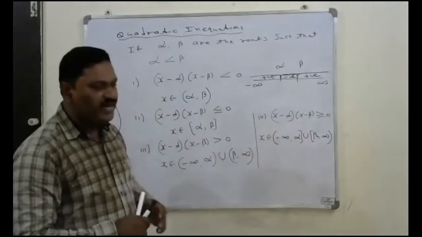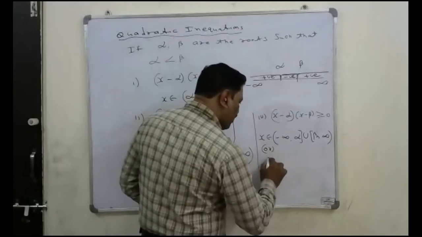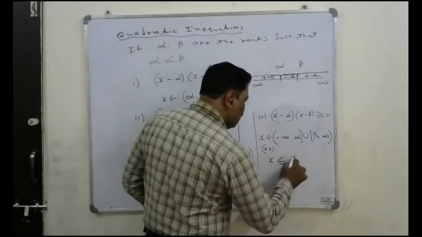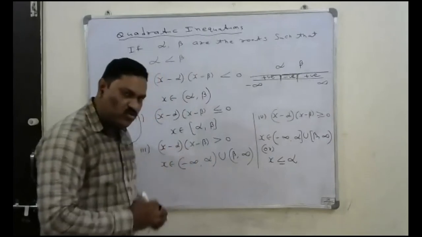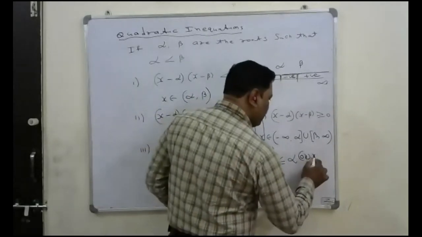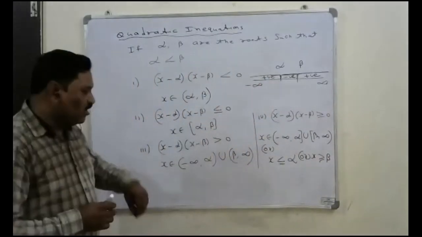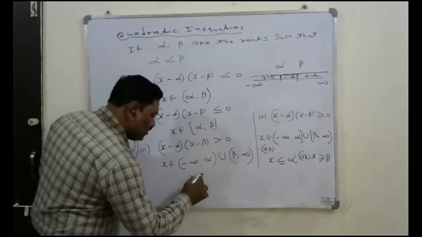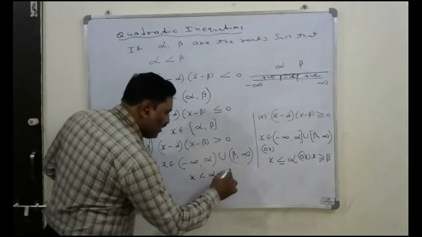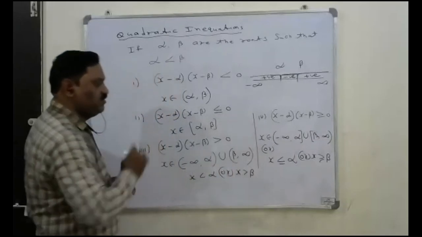You can also write it like this, or like that. The x value I have to take is either smaller than alpha, meaning x is less than or equal to alpha, or x is greater than or equal to beta. Like that we can write the same interval. And here, x is less than alpha or x is greater than beta. Like that also we can express this interval.